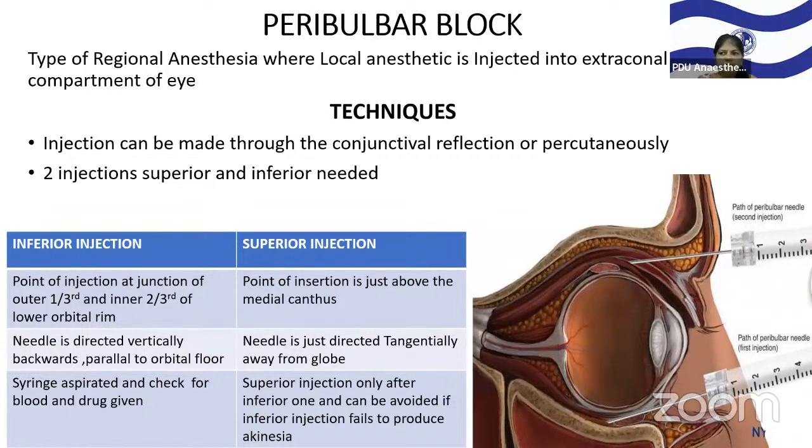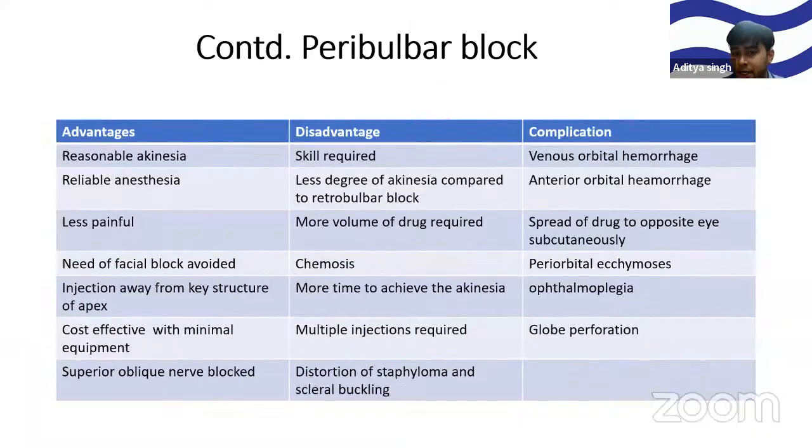So you have given the peribulbar block. Why are you not preferring the retrobulbar block? What are the disadvantages of the retrobulbar block? Ma'am, in the retrobulbar block, we are giving the drug into the intraconal compartment.